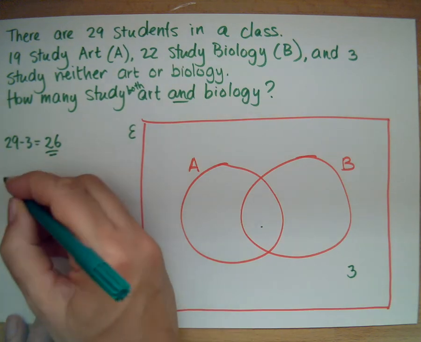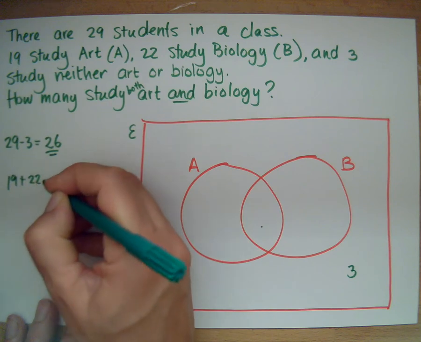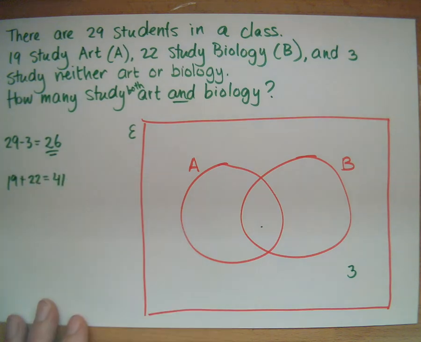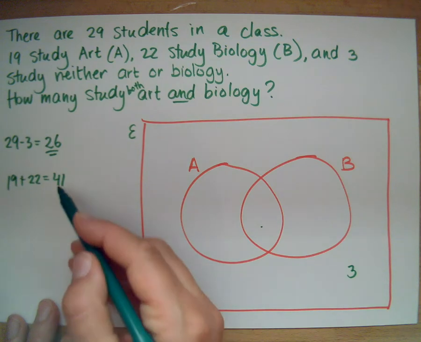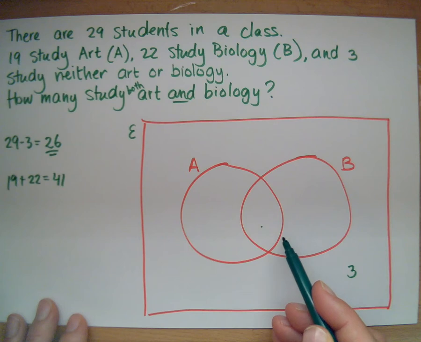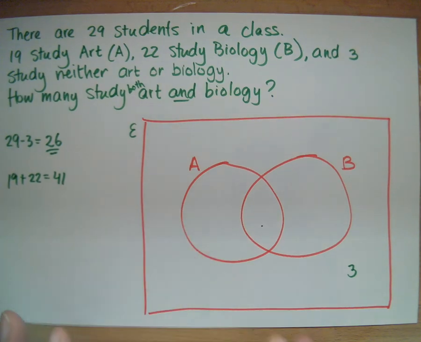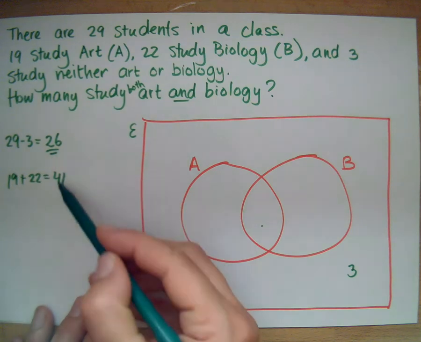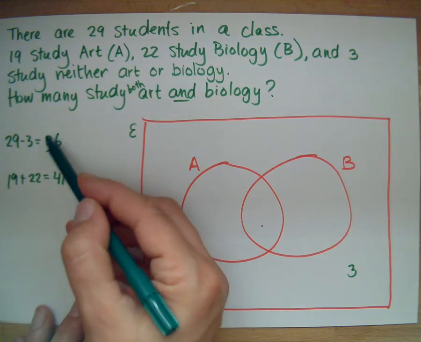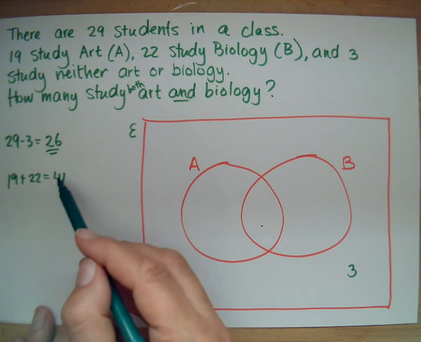19 plus 22 is 41. So 41, that's too much. We only have 26 students to place. And they're in 41 classes together, right? So there's an overlap. Out of these 26 students, there's going to be quite a few that are in 2 classes, right?